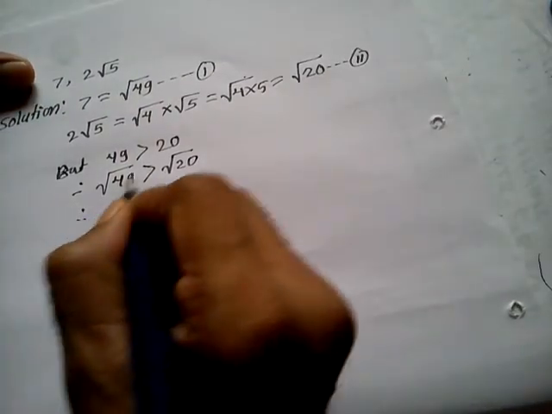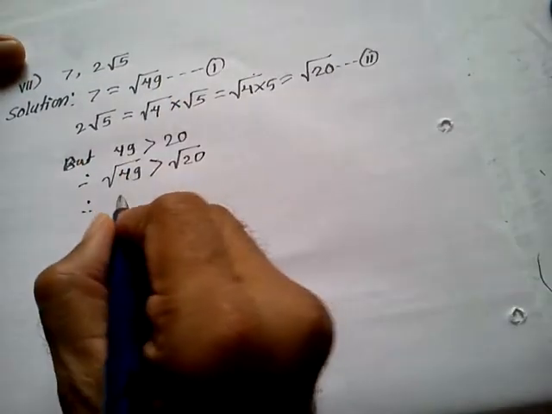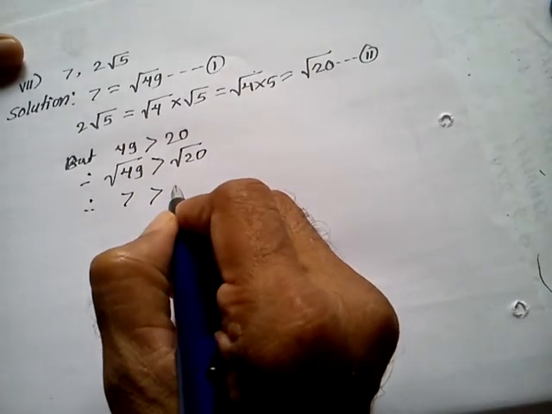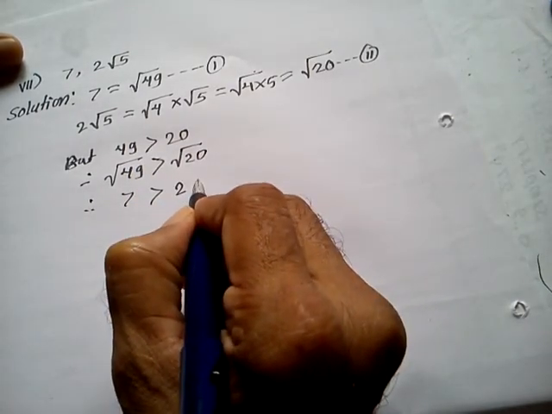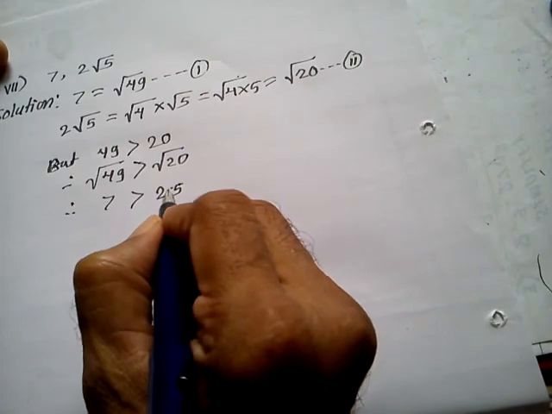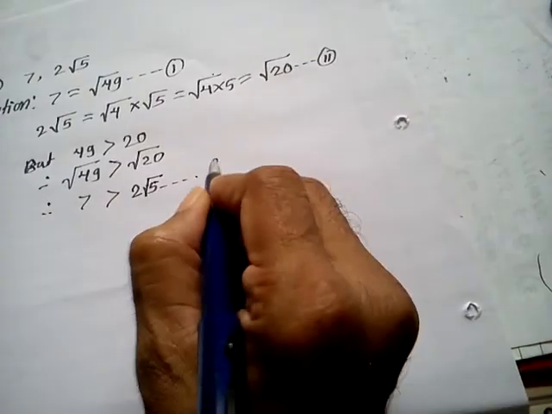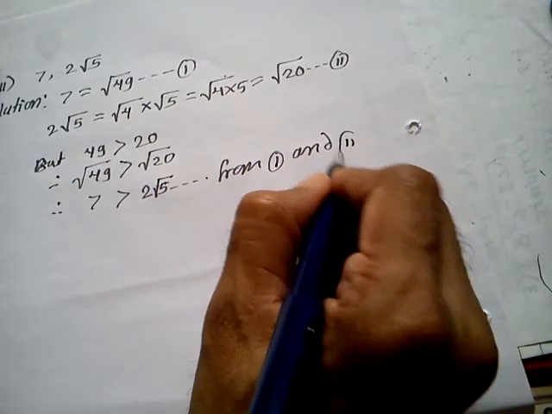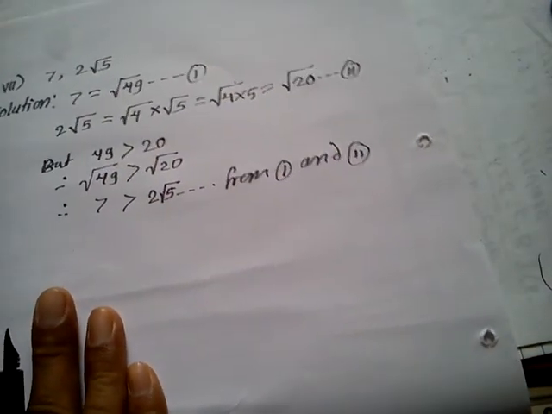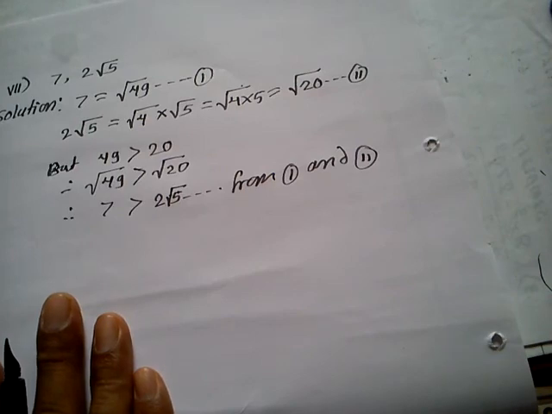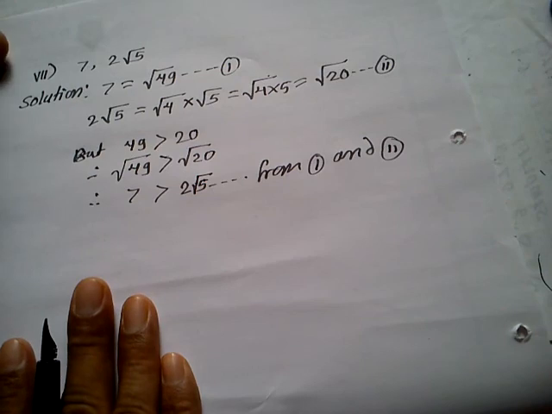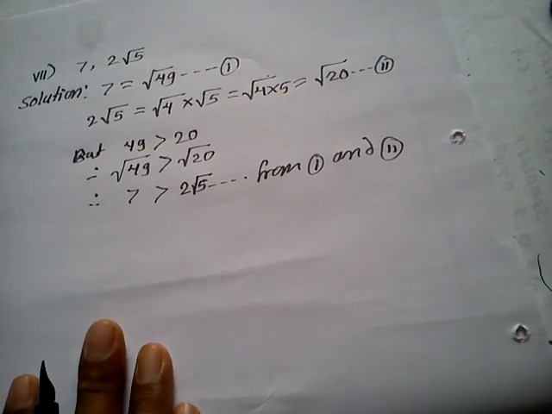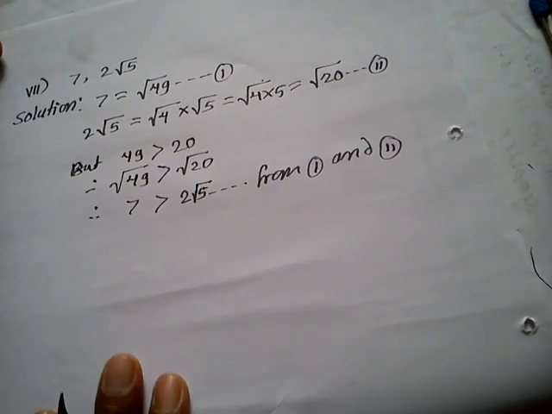Taking square root, you can write here. Therefore root 49, it means 7, is greater than 2 root 5, from 1 and 2. Have you understood this one? I will try to solve the next example. So keep trying, do more and more practice. Best of luck.